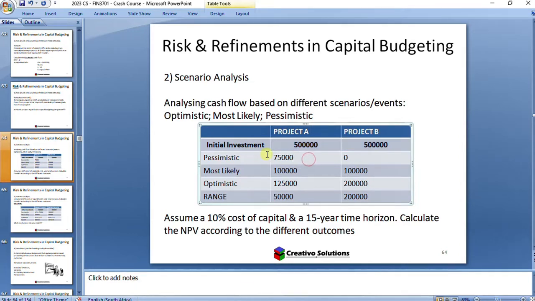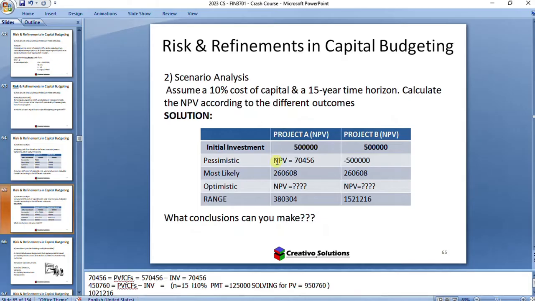If I'm more pessimistic, I'm going to get 75,000 Rand cash flow every single year. Most likely, I'm going to get 100,000 every year. Optimistic, I might get a lot more, I might get 125,000 every year. In each of these scenarios, I can calculate an NPV, and that's what I've given you here.